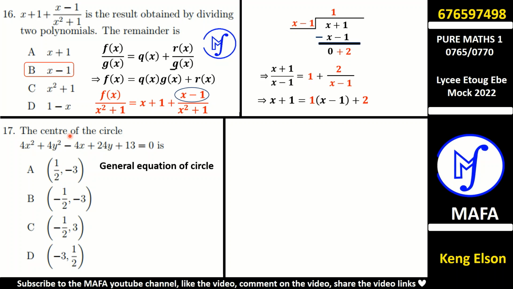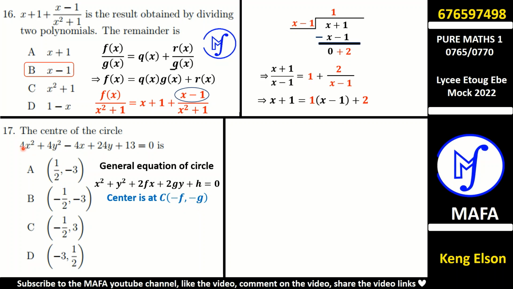Alright, question 17. The center of the circle is, so we are going to define the general equation of the circle. It's given by x squared plus y squared plus 2fx plus 2gy plus h equal to 0. Now the center of this circle is at a point with coordinate negative f, negative g.